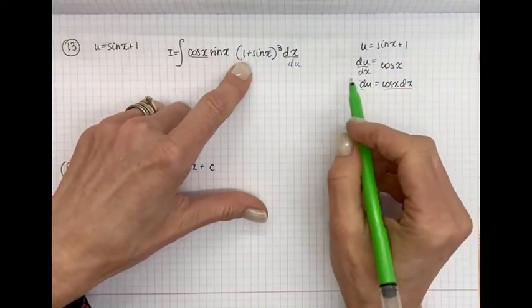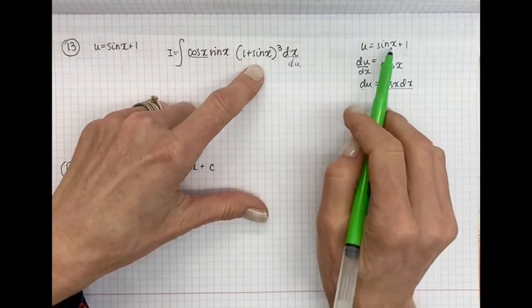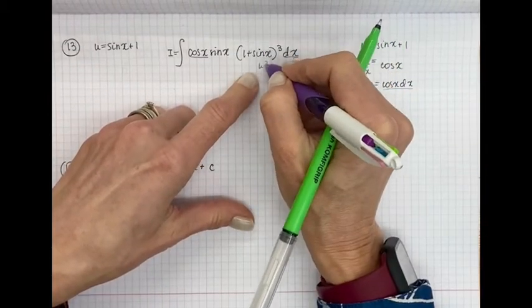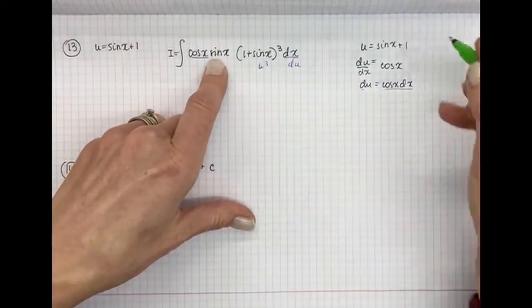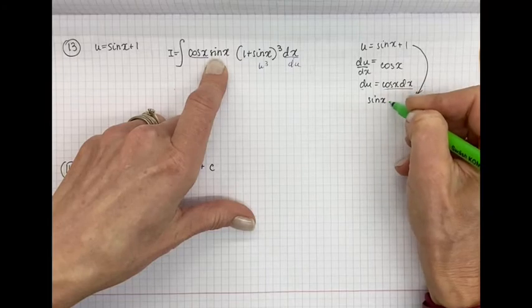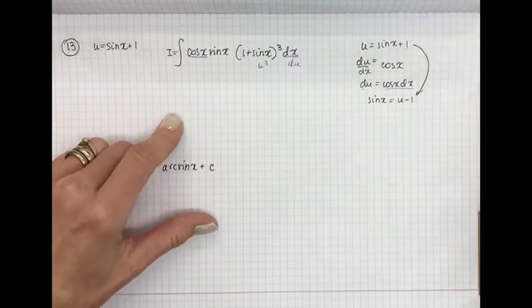Now, have I got the replacement for 1 plus sine x? Yes, I have. That's going to be u cubed. Have I got the replacement for sine x? Well, again, I have, because sine x can be replaced with u minus 1.